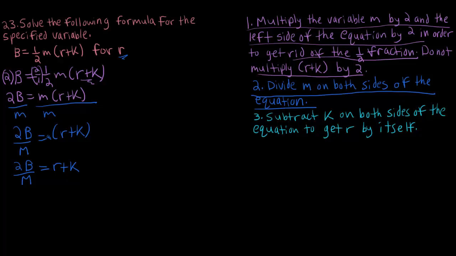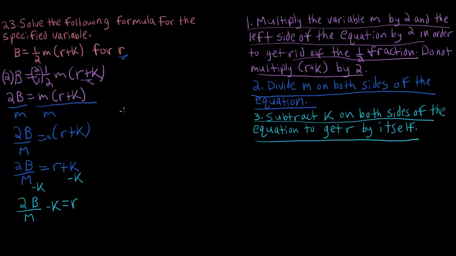And step 3 says we need to go ahead and subtract k on both sides of the equation to get r by itself. So if we subtract k on both sides of the equation, we end up with 2 capital B over capital M minus k equals r, which is the same as r equals 2 capital B over capital M minus k.